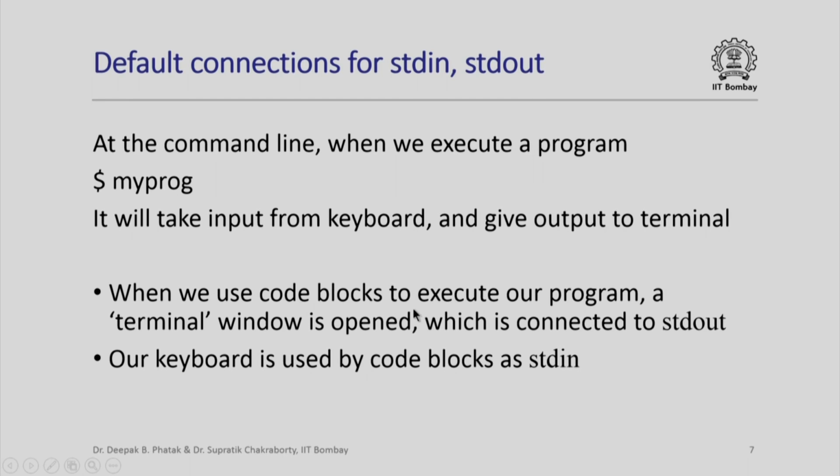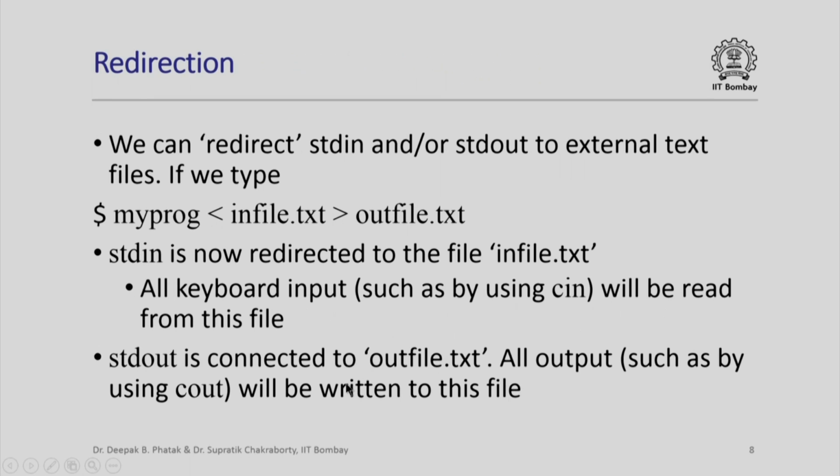When we use Code::Blocks to execute our program, for example, a terminal window is opened which is connected to STDout and our keyboard is used by Code::Blocks as STDin. It is possible to redirect the two standard files STDin and STDout to external text files stored, for example, on disk. If we type at the command line myprog < infile.txt > outfile.txt.